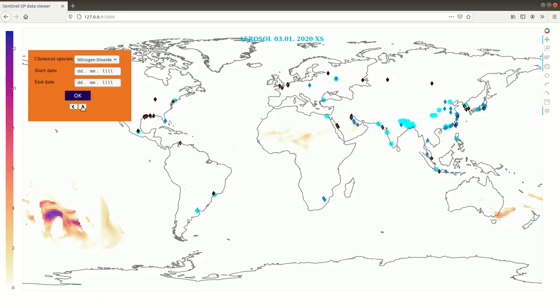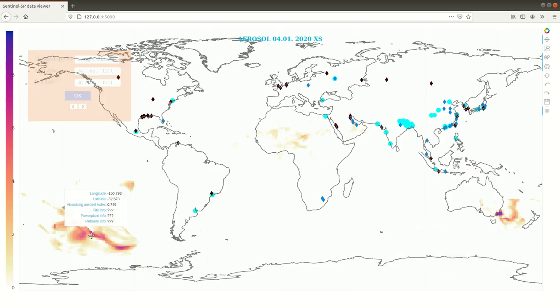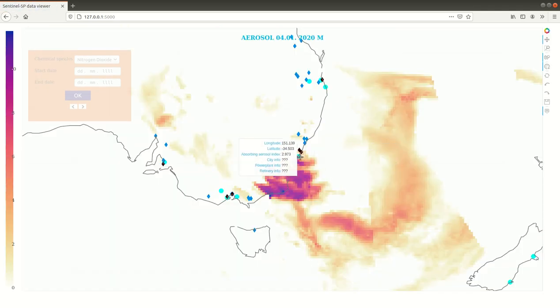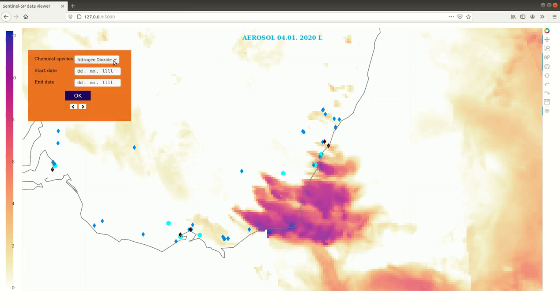Go to another day, and we go to the 4th of January. So we see that the smoke has actually traveled quite a way around the globe. Again, by double clicking we can zoom in on this area and zoom into highest resolution. And on this resolution we actually see that it was not just one area burning, but there are several distinct areas where the smoke was originating.